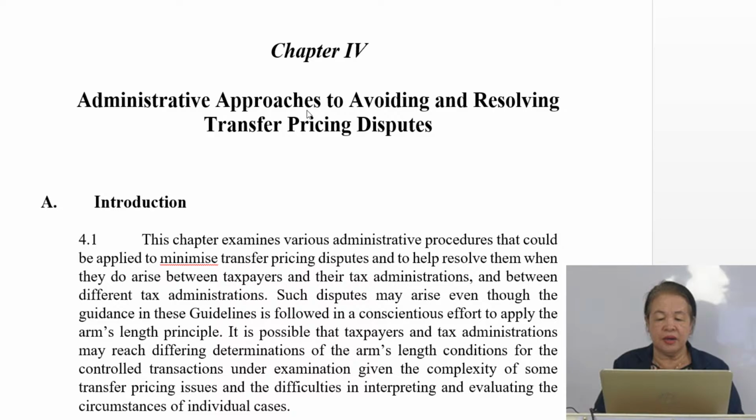Such disputes may arise even though the guidance in these guidelines is followed in a conscientious effort to apply the arm's length principle. So even if you follow the OECD transfer pricing guidance, a dispute can still arise. It is possible that taxpayers and tax administrations may reach differing determinations of the arm's length conditions for the controlled transactions under examination, given the complexity of some transfer pricing issues and the difficulties in interpreting and evaluating the circumstances of individual cases.